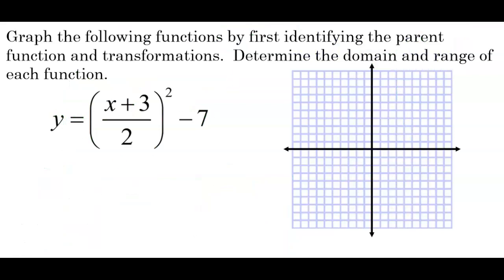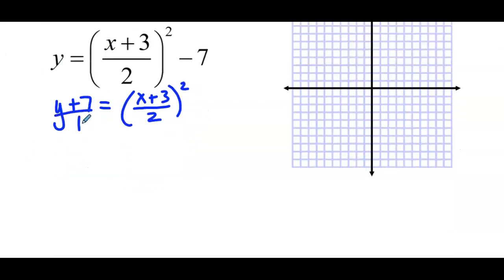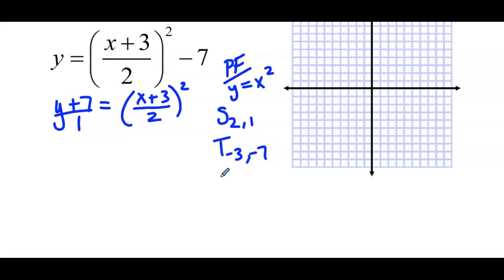Moving on. Next up, we have y equals the quantity x plus 3 divided by 2 squared minus 7. So we'll add 7 to the other side of our equation. So y plus 7 equals the quantity x plus 3 divided by 2 squared. Okay, so we can think of this as y plus 7 divided by 1. So our parent function is y equals x squared, quadratic. We're first going to scale it by a factor of 2, 1. So we have a horizontal stretch by a factor of 2. And we're going to follow that up with a translation of, so x plus 3, subtract 3 from the x's, subtract 7 from the y's. So we're going left 3, down 7.